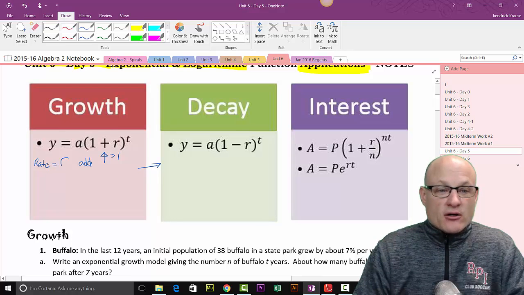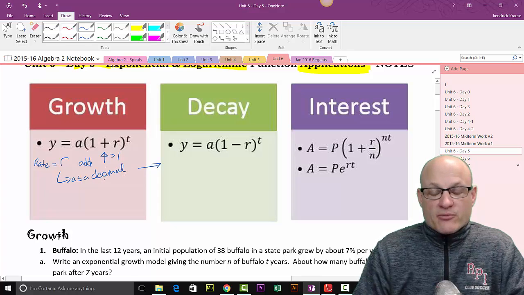So the rate is R. This is as a decimal. And we'll be talking about that. That's probably the trickiest part. That's the word decimal, by the way.